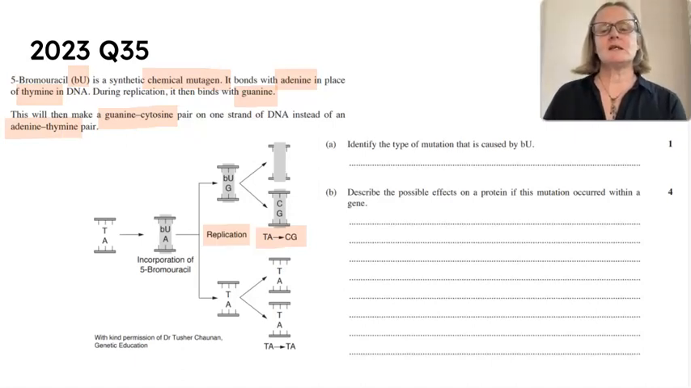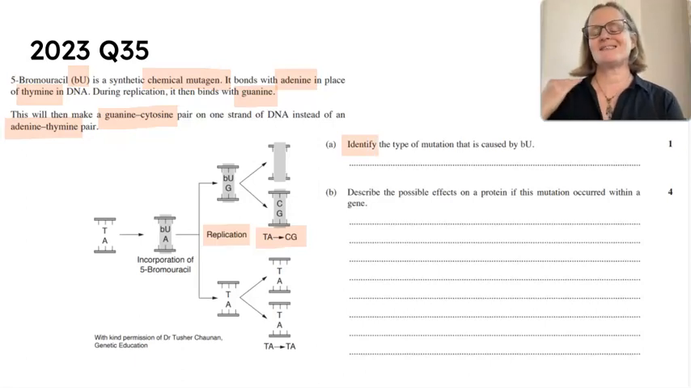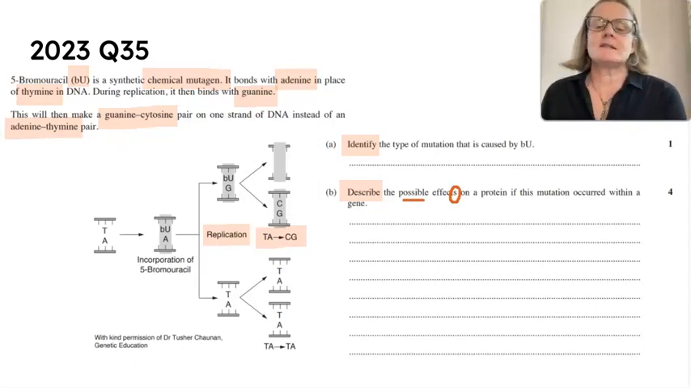So the question is in two parts. So we start off with an identify. So you just need to state it, say what it is, straightforward, and then you describe. And what's interesting here is you describe the possible effects. Do you see the S on the end? And possible. Okay, so you don't have to know about this. It's what could those effects be.